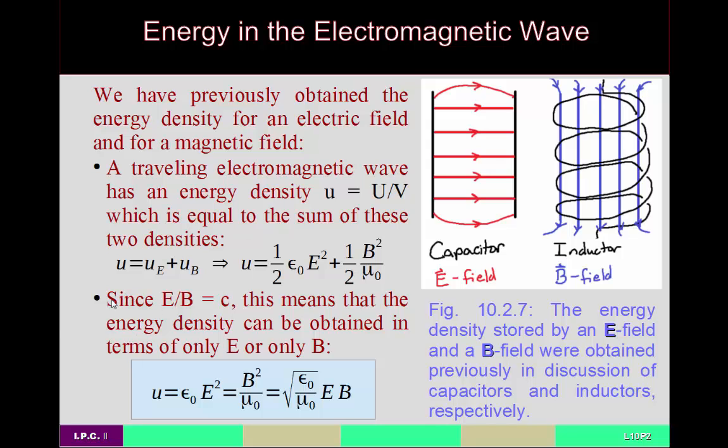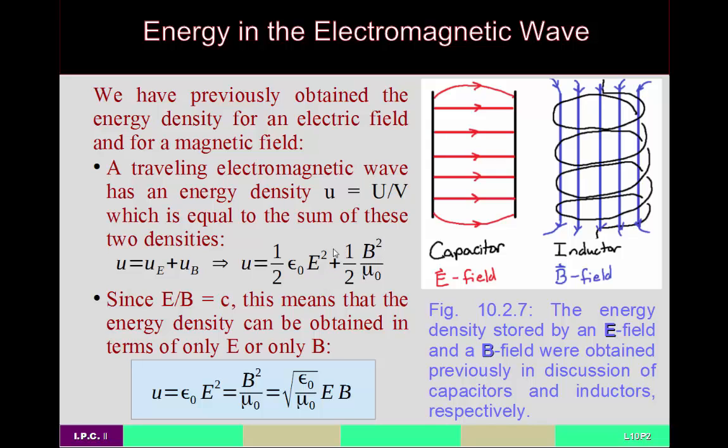And in the previous part of this lecture set, we found that the E field divided by the B field gives c, which is the speed at which the electromagnetic wave is propagating. So that means that this energy density can be obtained in terms only of E or only of B. The reason is that this right here, 1/2 epsilon naught E squared, could be rewritten as 1/2 epsilon naught times (B times c) squared. So now you have this in terms of B and this in terms of B.